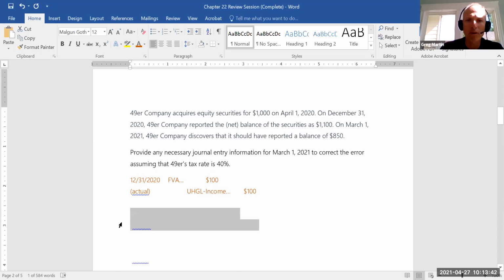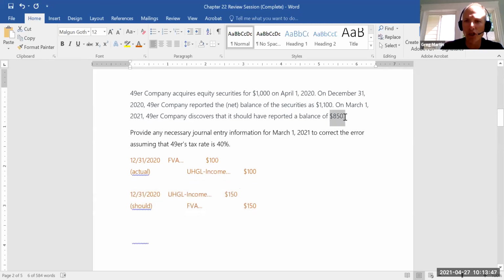But what should they have reported? Well, they should have reported, if you notice, the fair value actually should have been $850. And so instead of having a debit to the fair value adjustment account, they should have had a credit of $150. And instead of having a gain on the income statement, they should have had a loss of $150. And so there's a fairly significant error, and you can see that that error even flips the balance in the fair value adjustment account from a debit balance to a credit balance. All right, can everyone kind of see that we have the actual journal entry compared to what we should have had? Does everyone kind of see that?